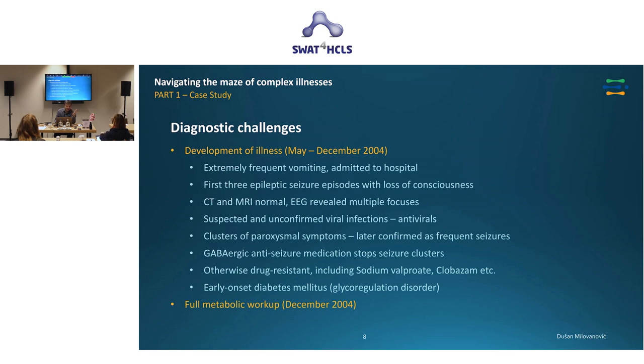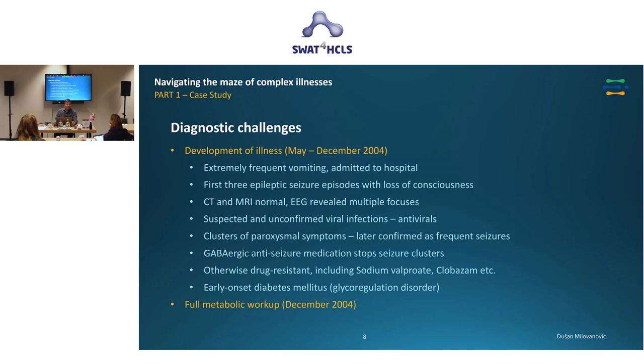I'll try to fast forward, obviously, we're talking about 20 years here. And this is, again, still first year. May to December, this is the first 6, 7, 8 months of illness. She started developing extremely frequent vomiting, sometimes clusters of vomiting every 10 minutes. Again, same symptoms, complaining of pain in the epigastric area, complaining of seemingly fear for no reason at home, asking to be comforted, conscious, but these were the symptoms.